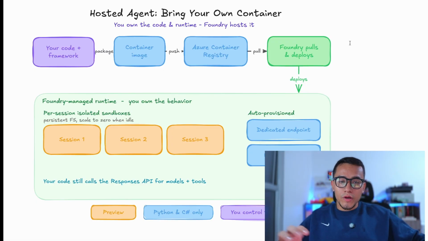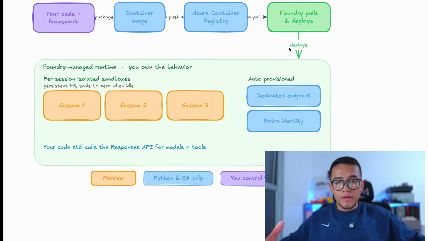The third option is where you have maximum control. It's called hosted agents, and hosted agents are also in preview at the time I'm recording this video. Hosted agents are your own code packaged as a container image. You pick the framework. It can be Microsoft Agent Framework or LangGraph or the OpenAI SDK, and you can ship it as a container image to a container registry where Foundry pulls that image and runs it. And here's what you get when you deploy that image into Foundry. It pulls the image from the container registry and provisions compute, assigns the agent its own dedicated identity, and exposes a dedicated endpoint where you can call it.